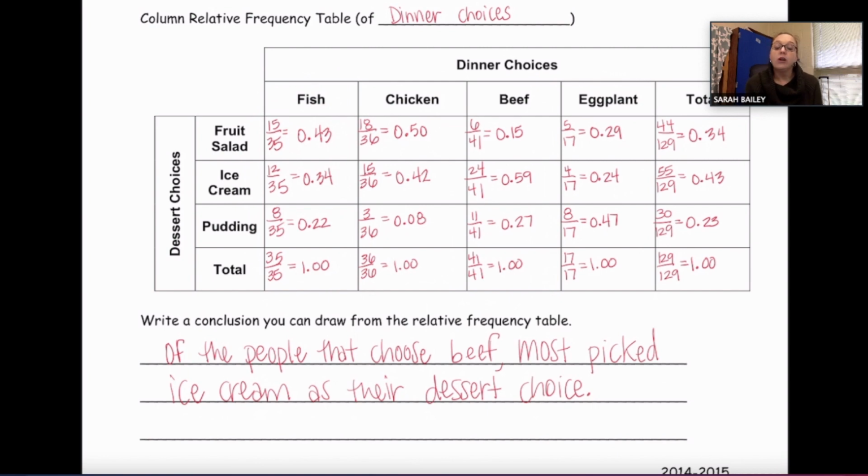So there are a variety of conclusions you could have drawn from this particular frequency table. The one that I have written is just an example, okay? So if you have questions about this or questions about anything that you've learned in this lesson, make sure you bring it to my attention so that I'm happy to help you.